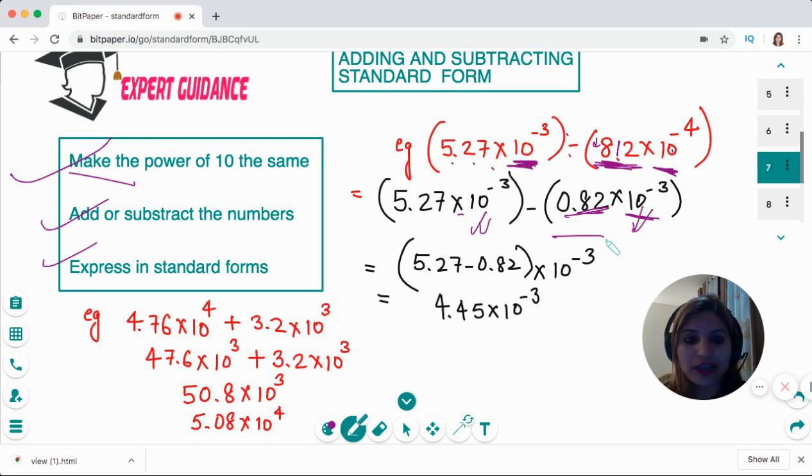So 10 to the power minus 3, I can take common and I'll be left with 5.27 take away 0.82, which will give me the answer 4.45 times 10 to the power minus 3. In the same way, we can do this adding question.